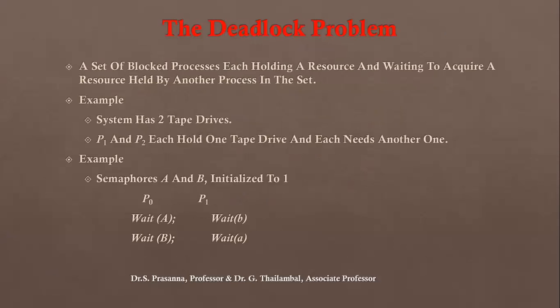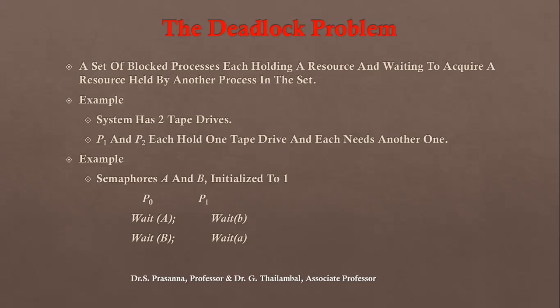What is a deadlock? A set of blocked processes, each holding a resource and waiting to acquire a resource held by another process in the set. Example: a system has two tape drives, P1 and P2 each hold one tape drive and each needs another one.